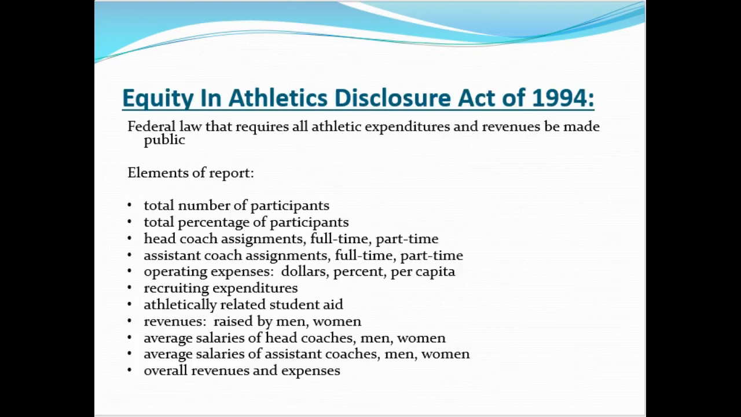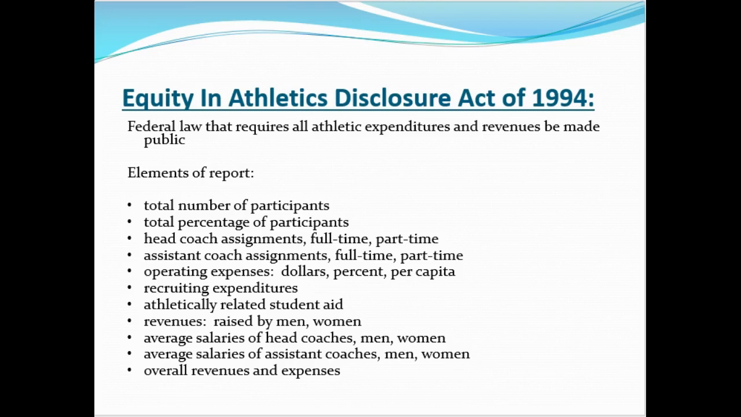Now we're going to talk about the Equity in Athletics Disclosure Act of '94. This is a great example of a federal law which was passed, the Higher Education Act and the Equity in Athletics Disclosure Act, now having an impact on every athletic department in the United States. It became effective in October of 1996, and every year each institution needs to submit a report by October 15th. Federal law requires that all athletic expenditures and revenues be made public.